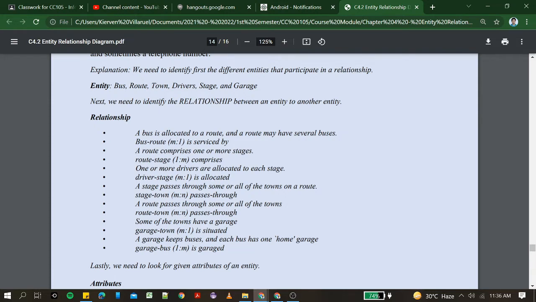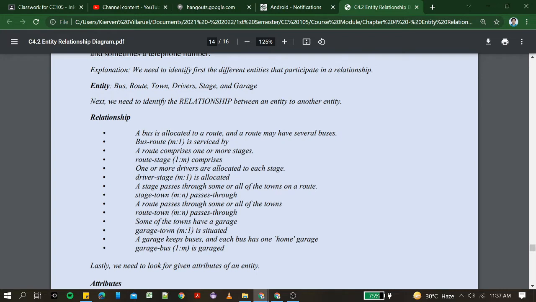A stage passes through some or all of the towns on a route. Okay. Doon sa isang ruta ng bawat bus, di ba, sabi, ay merong mga stages. Halimbawa, stage 1, 2, 3. Yung ruta mula Buendia hanggang dito sa Lucena. So, yung stage 1 doon ay maaaring mag-pass, dumaan sa isa o higit pang mga towns dyan sa daan, di ba?